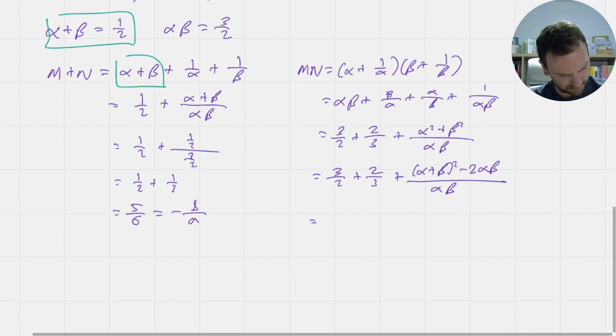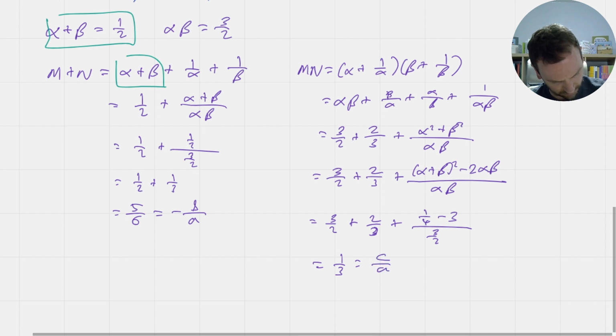Keep our denominator as it is, and now we can just work out everything we know, because we know alpha plus beta is equal to a half, so we know that alpha plus beta all squared is equal to a quarter. Minus 2 alpha beta is just going to give us minus 3, over alpha beta, which is 3 over 2, and now we can just whack that into our calculator or go through it if you want. We end up with 1/3 is equal to c over a.